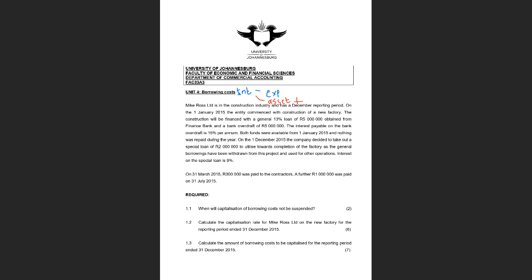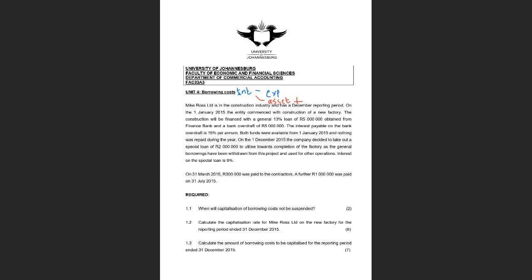I think it is very important that you understand this concept, because this is where students struggle a lot. They don't understand that interest sometimes can be capitalized. So instead of saying debit interest expense, credit bank, we would debit the asset and credit bank. But there are certain rules that we need to follow in order to make this work.